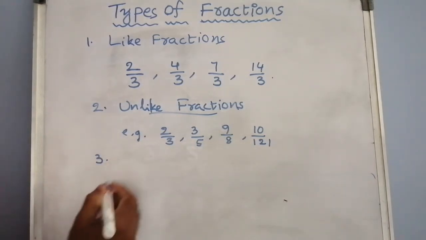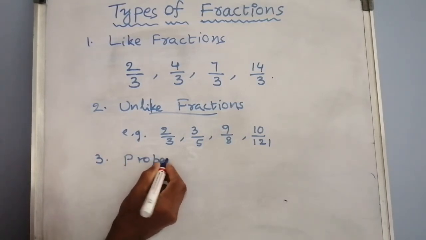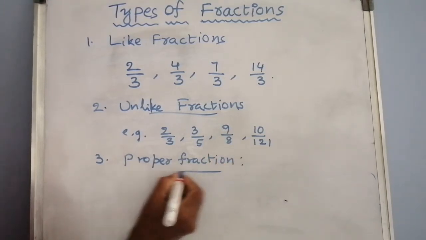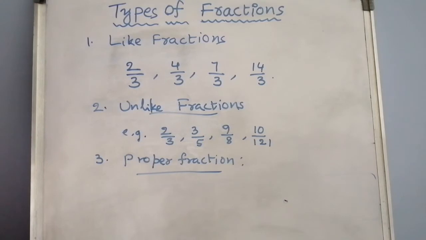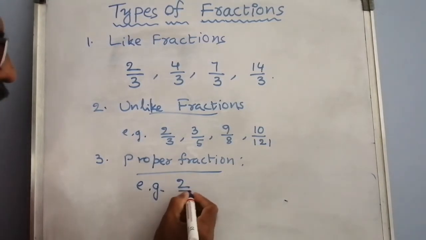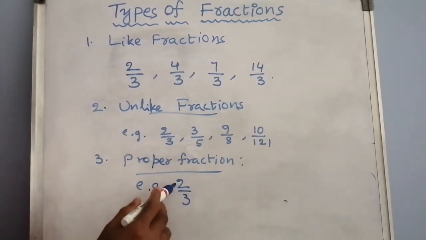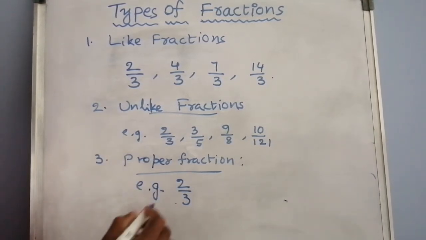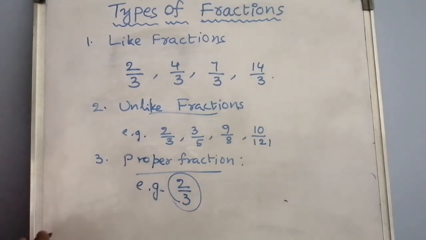The third one is proper fraction. So what is called a proper fraction? The fraction which has a numerator with less value compared to the denominator, such a fraction we call a proper fraction. For example, 2 by 3. Here we compare the numerator and denominator. The numerator is lesser than the denominator. Such fractions we call proper fractions.